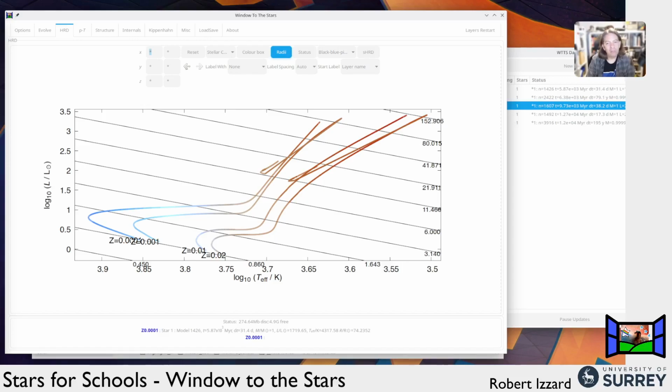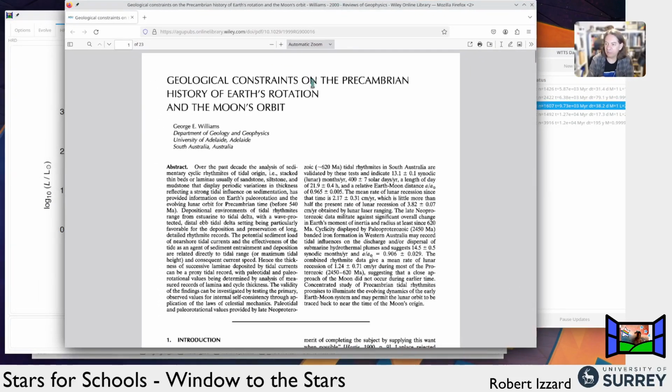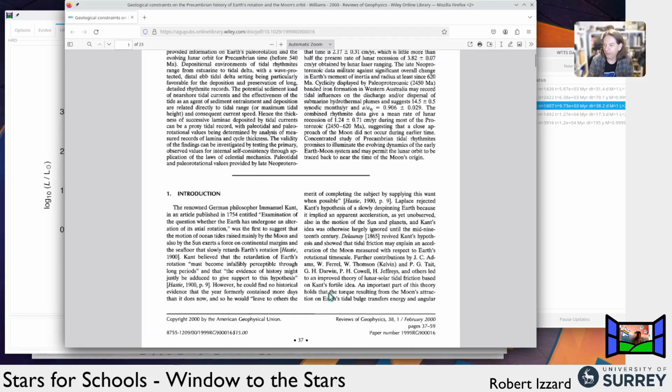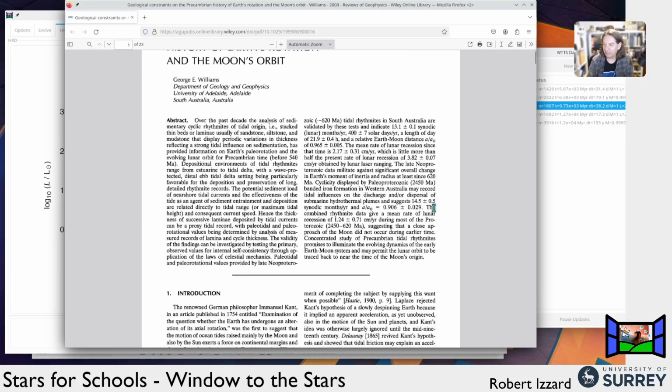So one other thing you might want to look at is the rotation rate of the Earth and how that changes with time. Now, that's not something to do with the sun as such; that's more to do with the moon. But I found a wonderful paper here by George Williams, in Reviews of Geophysics from February 2000. I'll put a link to this on the page. This talks about how the number of hours per day changes with age. So the Earth has not always had 24-hour days. In the past, the length of the day was quite different.